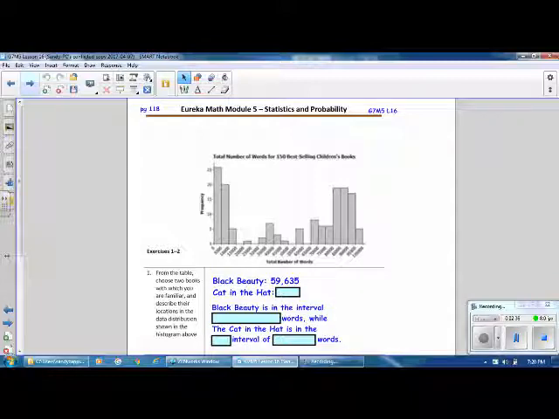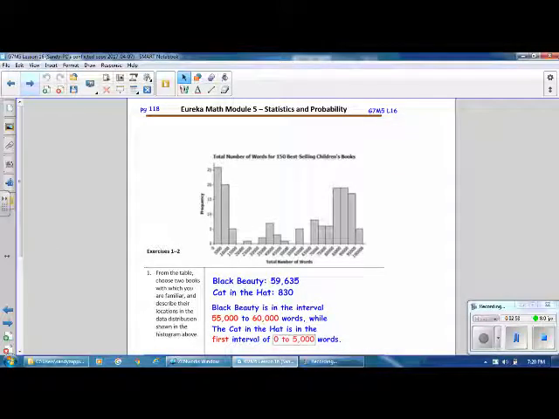The Cat in the Hat from the previous page said that there were 830 words, and so that would be in the first interval. Black Beauty is in the interval of 55,000 to 60,000 words, which is over here, and The Cat in the Hat is in the first interval of 0 to 5,000 words.